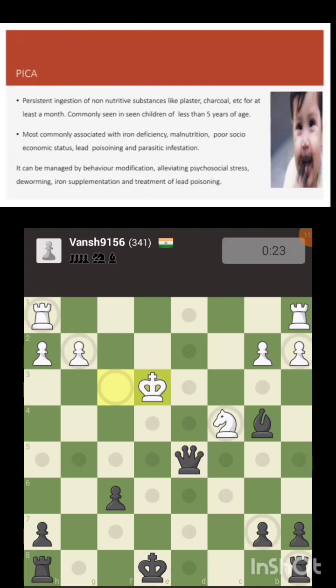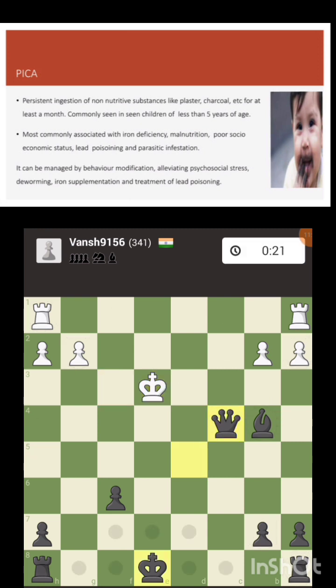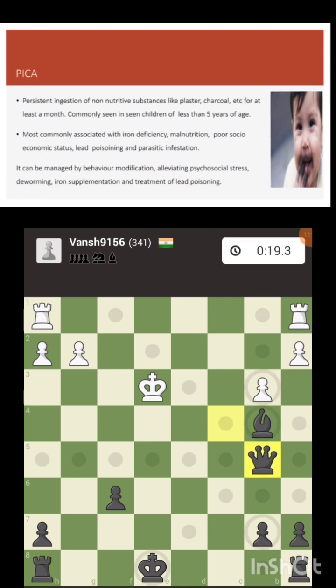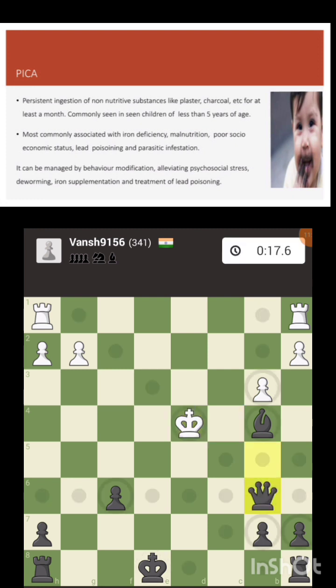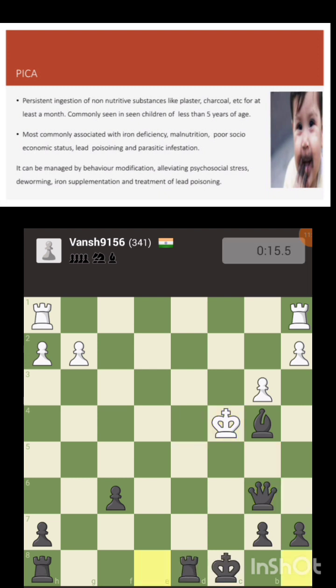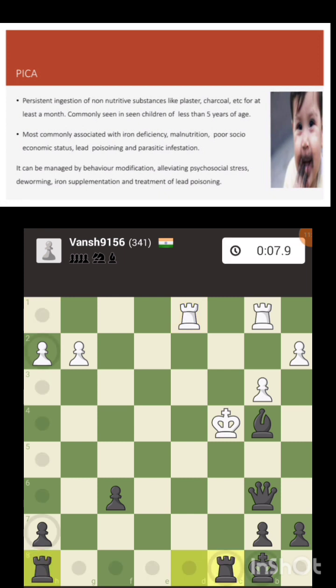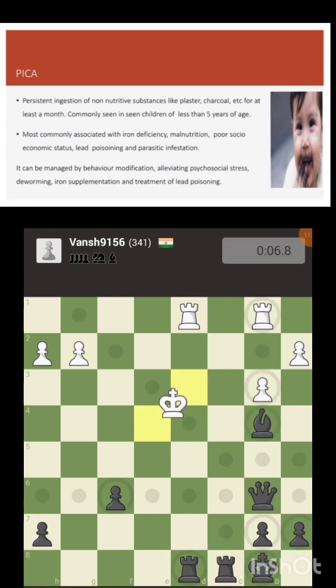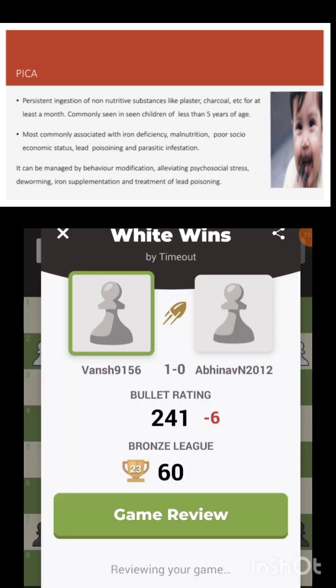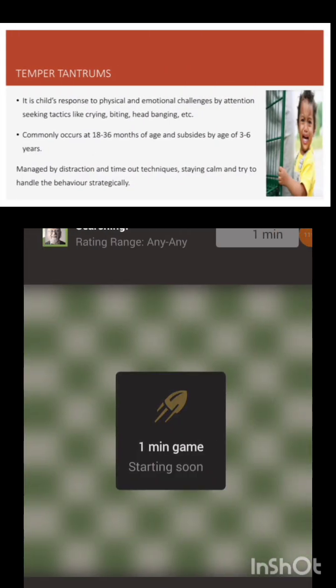Pica is seen in children, and it basically means that they eat a lot of sand, dirt, plaster, charcoal, etc. It's seen in children less than 5 years of age, and it's most commonly associated with iron deficiency, malnutrition, poor socioeconomic status, lead poisoning, or parasitic infections. Treatment is by behavioral modification, alleviating the psychosocial stress, deworming, iron supplementation, and treatment of the lead poisoning. Temper tantrums are also seen in children.